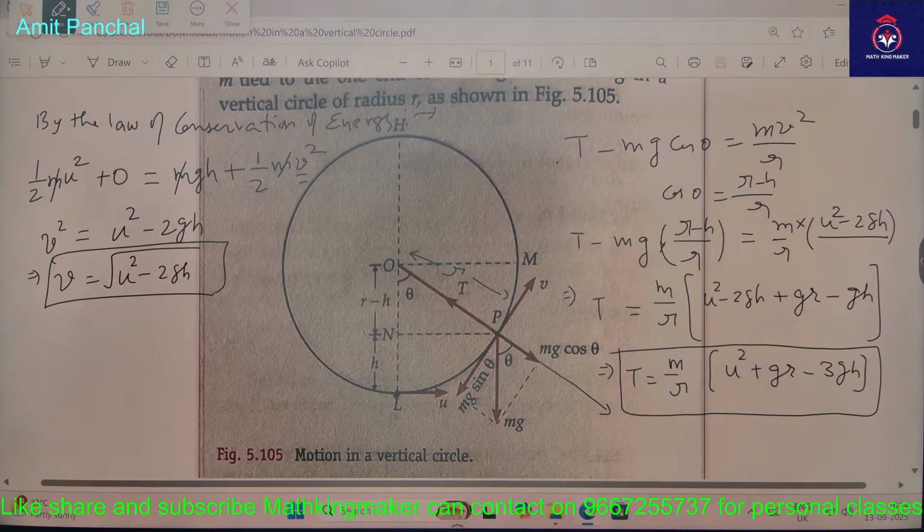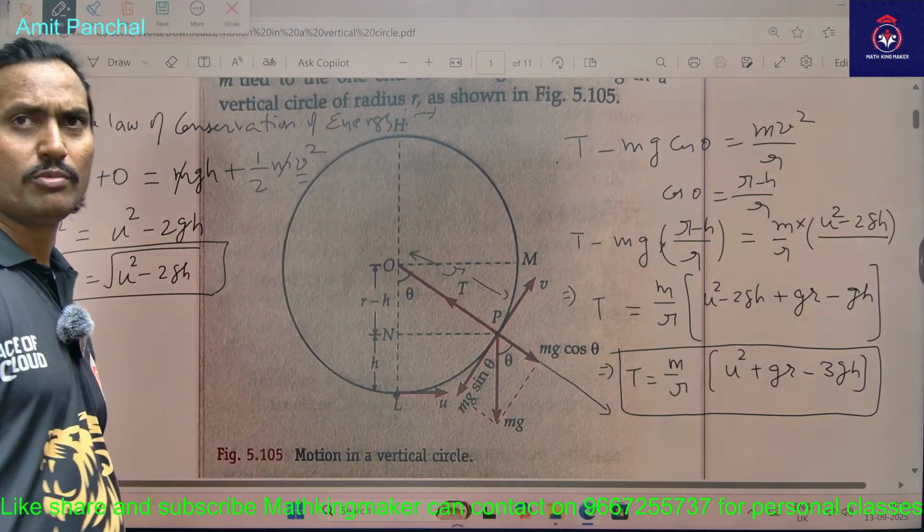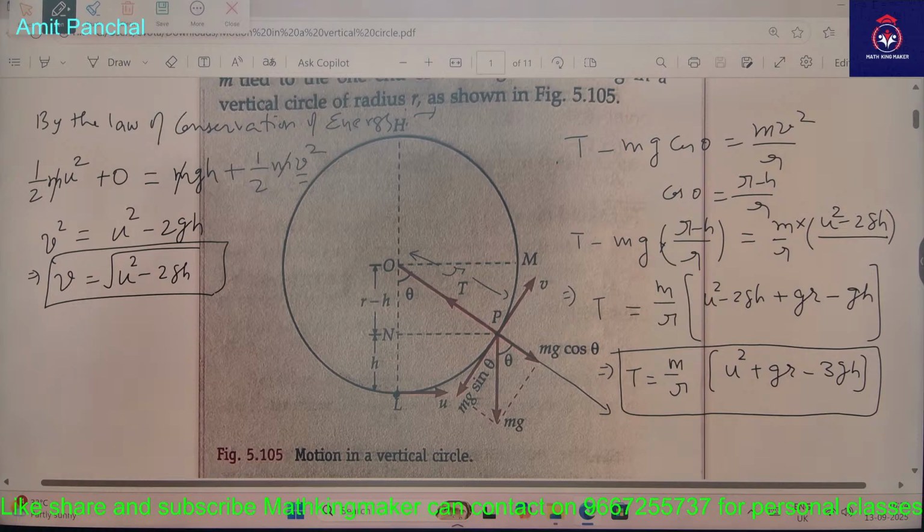Can you tell me in layman language where the tension will be more, at the top or the bottom? At the bottom. Good, because the string will be stretched out by mg.